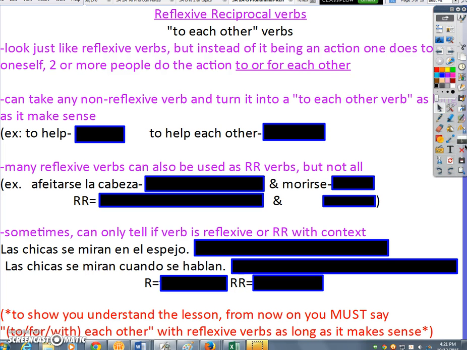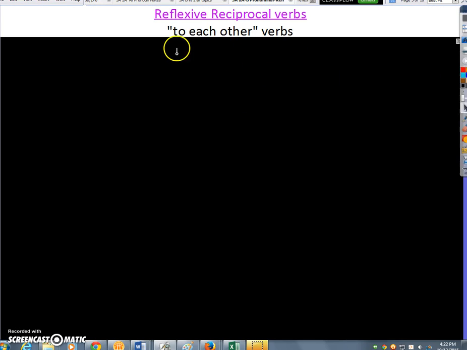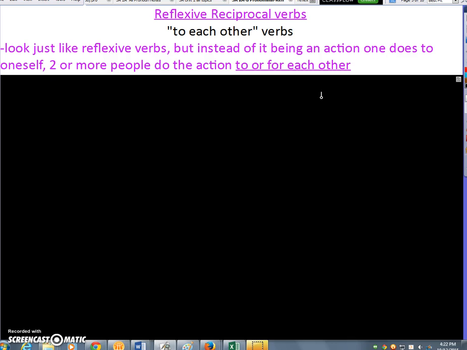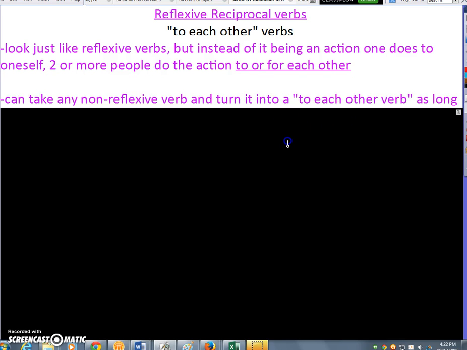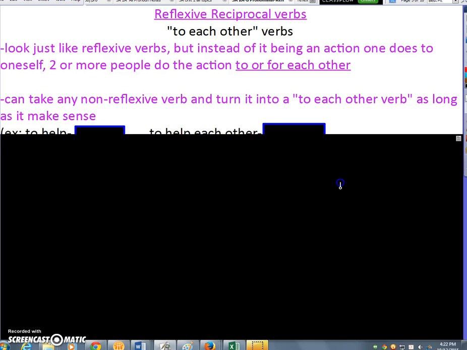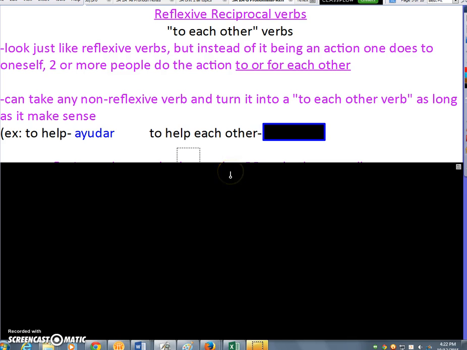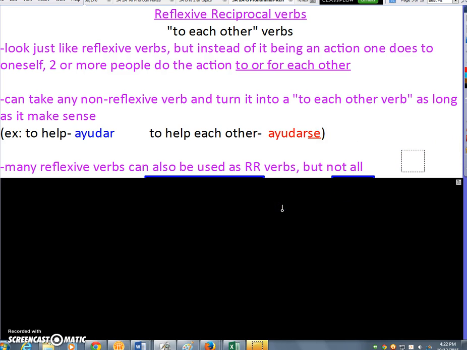We need to talk about reflexive reciprocal verbs. So these are verbs that I will call to each other verbs. They look just like reflexive verbs, but instead of it being an action one does to oneself, 2 or more people do the action to or for each other. And you can pretty much take any non-reflexive verb and turn it into a to each other verb as long as it makes sense. For example, we know that to help in Spanish is ayudar. And if you want to make it to help each other, you just have to make it reflexive. And that works.